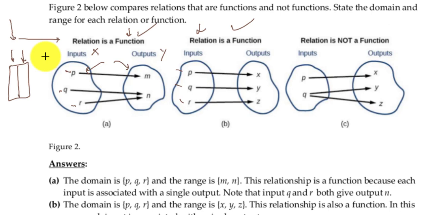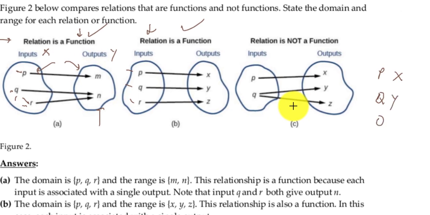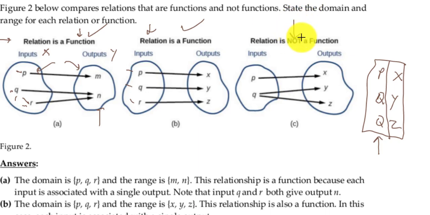But then when you look at the third relation, the input Q has 2 different outputs. And that's a problem, right? All of the other relations, each input had 1 output. This input P has 1 output, the input Q has 1 output, the input R has 1 output. It doesn't matter that the output's the same. But when you look at this last table, the letter Q has 2 different outputs. So if I was drawing this as a table, I would write P X, Q Y, and Q Z. And you see we're not allowed to have 2 Qs in the first column of our table, right? So that's why this is not a function.